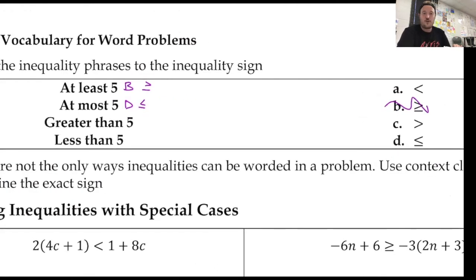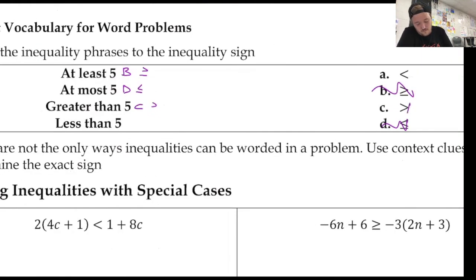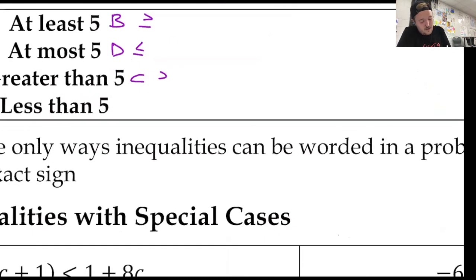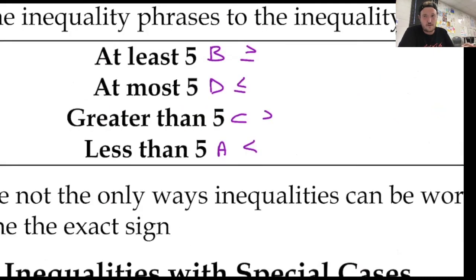So I want greater than 5. So here's the thing. I didn't mention that I could be equal to 5. So I only want something that's bigger than 5, which means this would be C. And then if I want something that's strictly less than 5, which cannot be equal to 5, this would be A. So just really use those context clues in those word problems because the way that some of them are worded can be kind of tricky here and there.